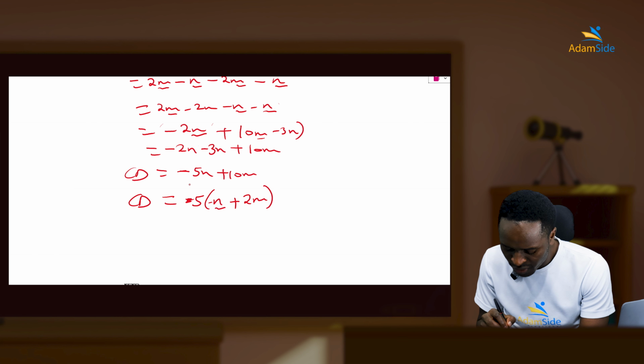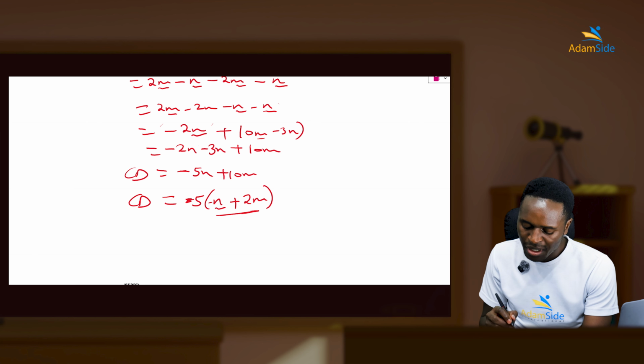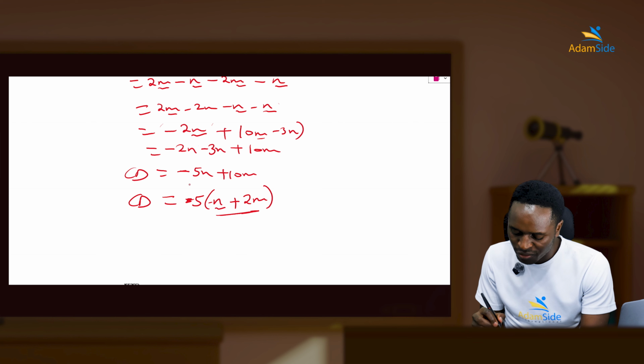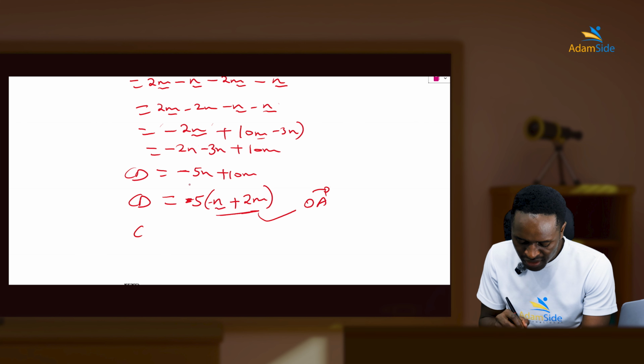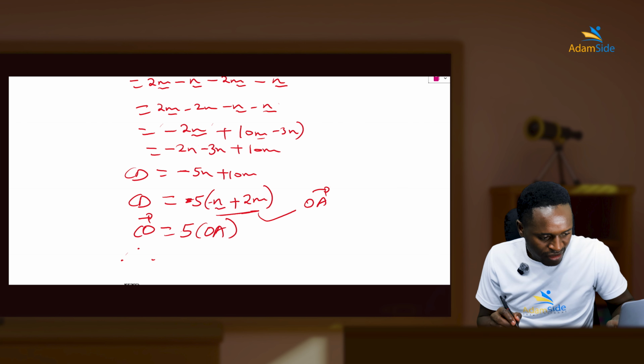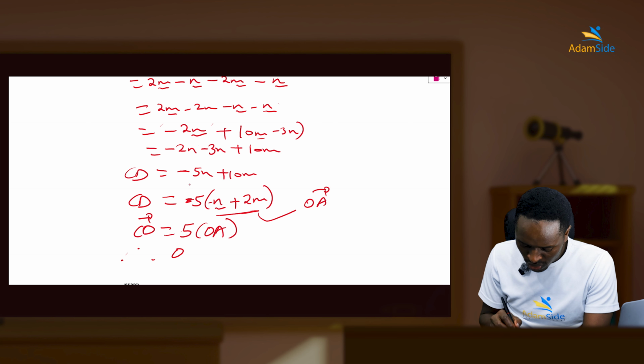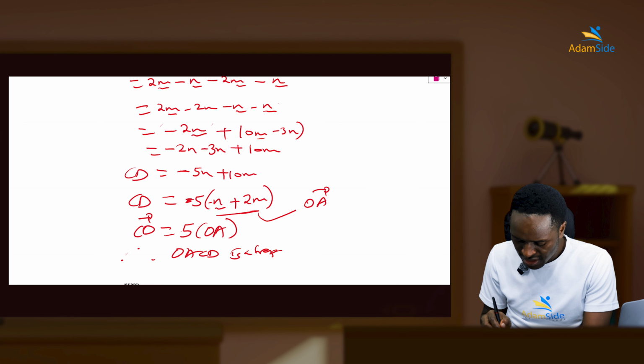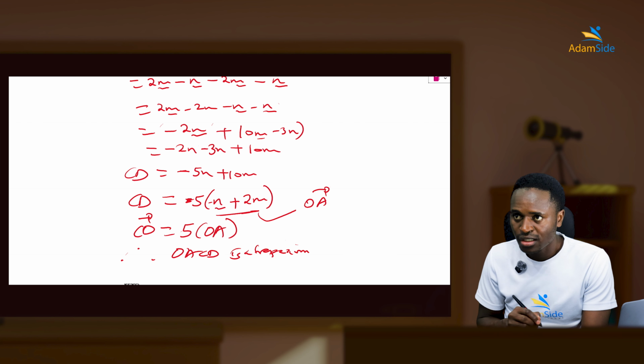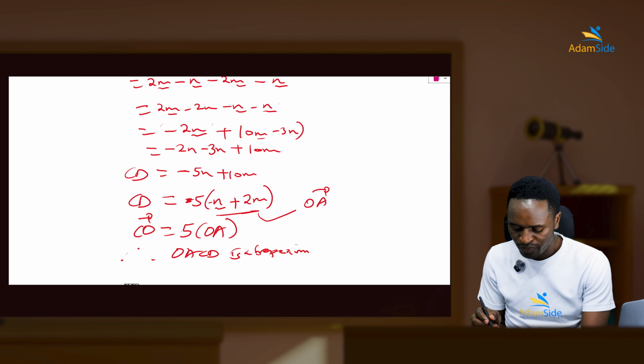But if you refer back to your diagram, whereby we're having negative n plus 2m, you find this is equivalent to vector OA. So therefore we say vector CD is the same as 5 vector OA. So therefore OACD is a trapezium. That's how you prove. This is how you prove. Therefore, OACD is a trapezium since CD is 5 vector OA.